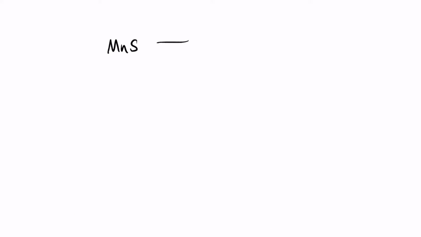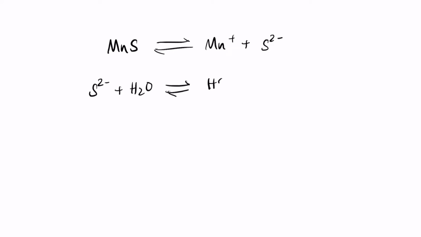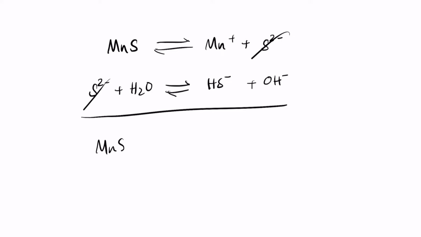So MnS doesn't dissolve directly to form Mn2+ and S2-, because the S2- is really strongly basic. It reacts with water to create HS- plus OH-. Now when you calculate the total reaction, you notice that S2- is gone. You get MnS plus H2O giving you Mn2+, HS- plus OH-.